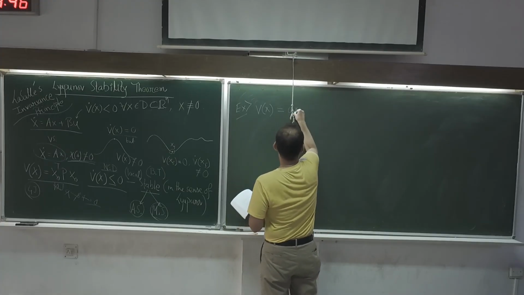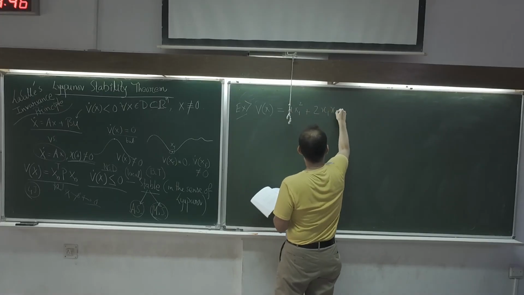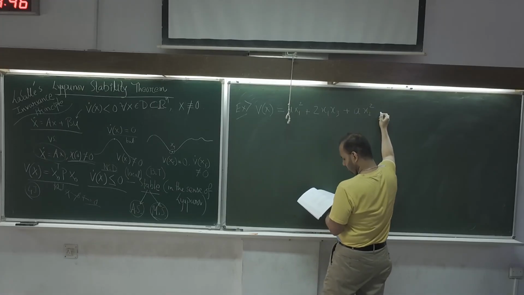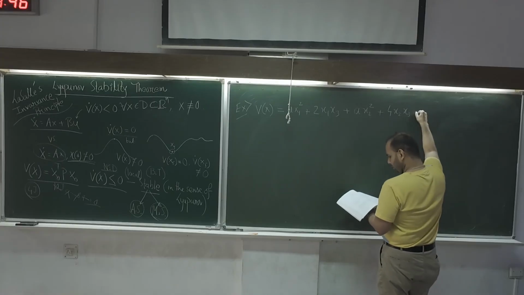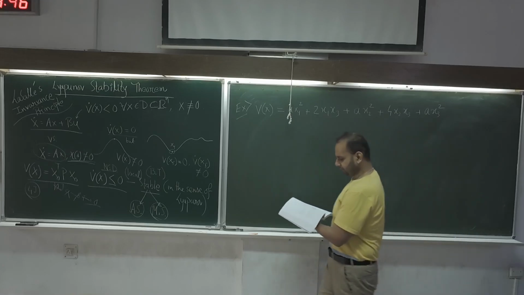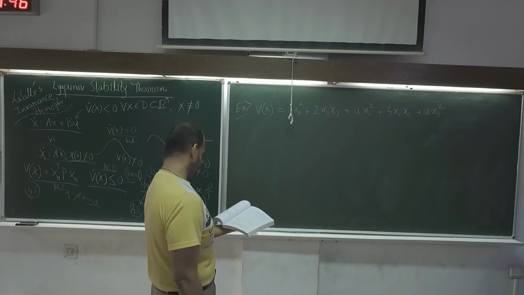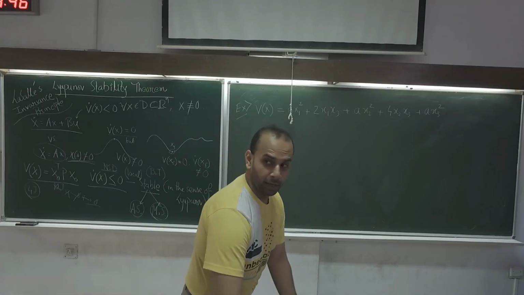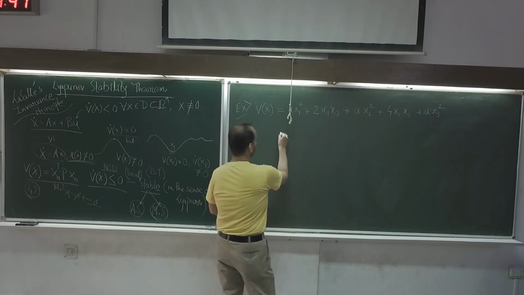So here what they have written is a x1 square plus 2 x1 x3 plus a x2 square plus 4 x2 x3 plus a x3 square. Let us verify. a x1 square plus 2 x1 x3 plus a x2 square plus 4 x2 x3 plus a x3 square. Right. And now your job is to represent it in the form of x transpose P x. Okay, please try to do that.